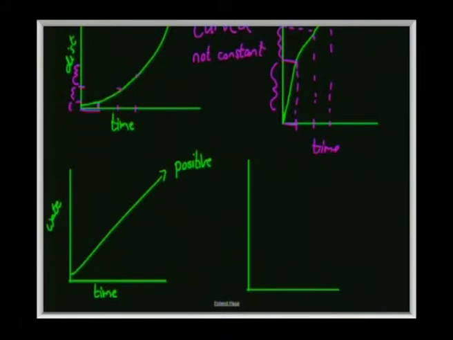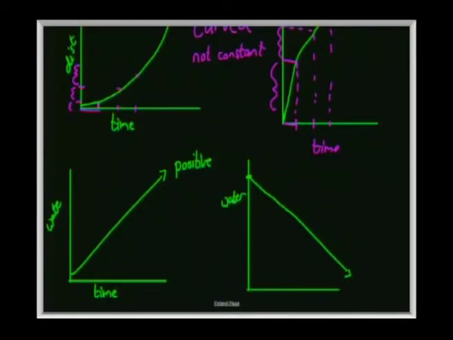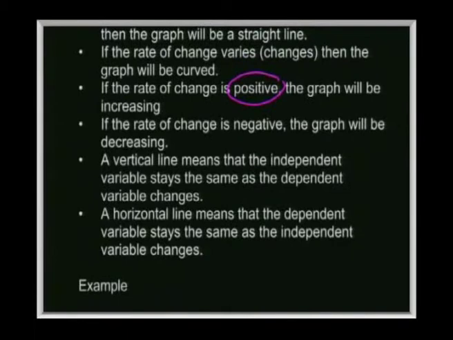But let's say you have a full bath, and there it is, you're sitting in your bath, it's absolutely full, and you pull your plug out. What will happen to your water? There will be less and less water over time, which will show that you have a negative graph. Your graph will be going down. And that is exactly what I was talking about over here. If the rate of change is negative, the graph will be decreasing. It'll be going down.